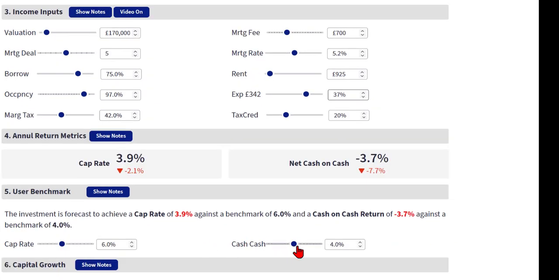Next, we'll set up the benchmark, and we can adjust that. At the moment, we've got a benchmark of 4% for cash on cash. We can make that higher or lower, and that affects the annual return matrix KPI.